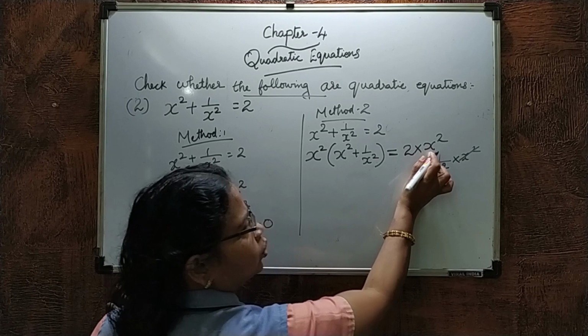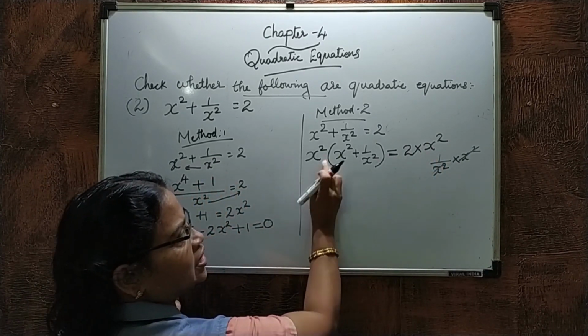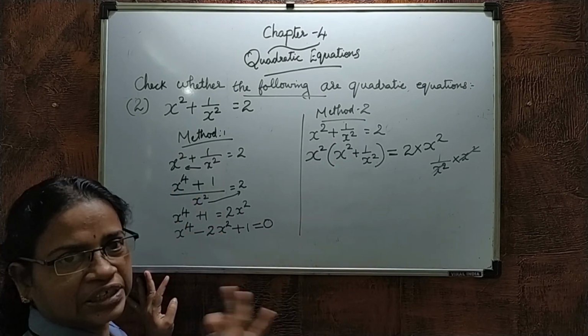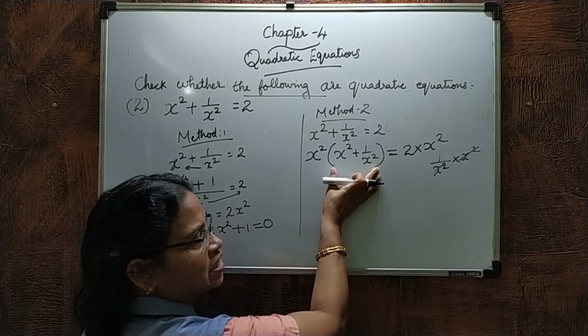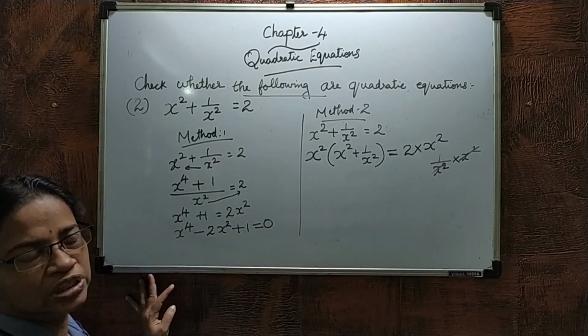So 2 into x square. Clear? Here you just multiplied x square with this full term. Means this side itself you are done. Right? Same thing you have to do there also.